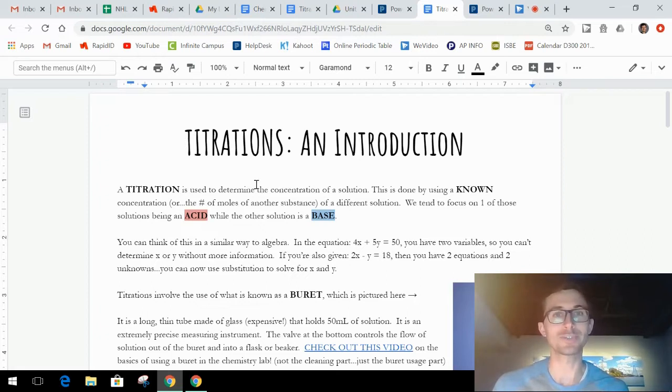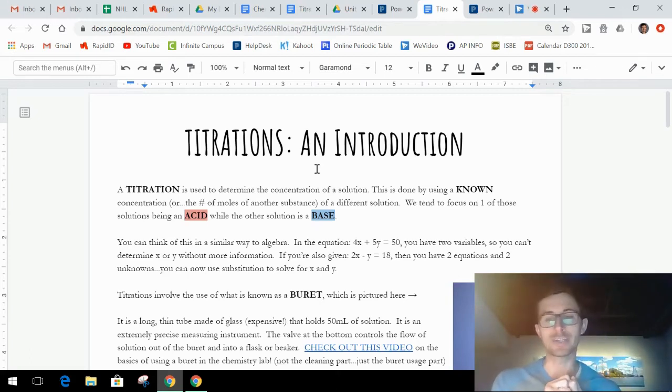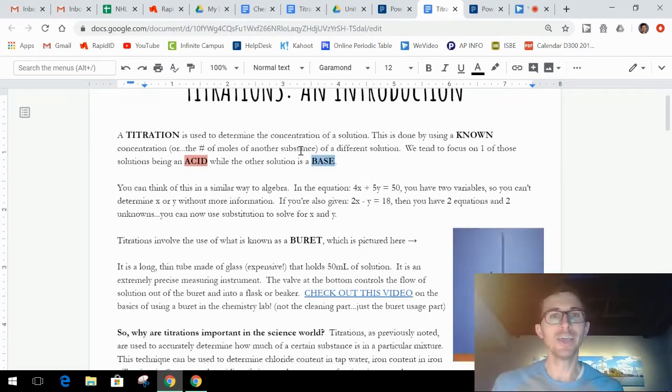So titrations, I love titrations. They are my favorite part of chemistry. It's basically a big mashup of a bunch of different concepts in chemistry. And I wish that we were in class to do the actual experiments. We have done a ton of titration experiments. For this document, it just goes through the basics of a titration. It's kind of like a mystery, kind of like a game.